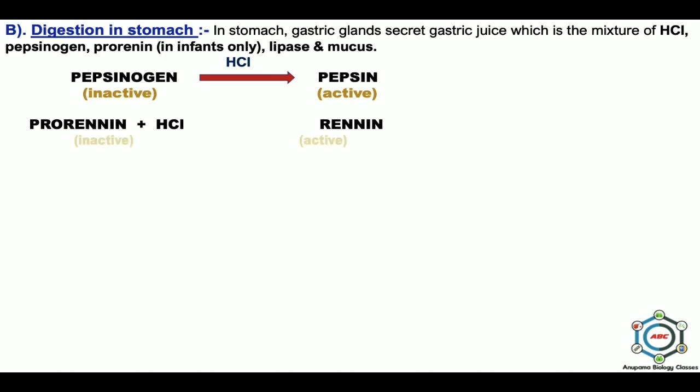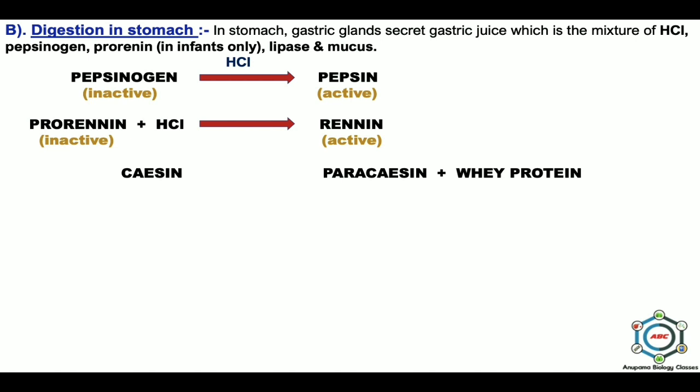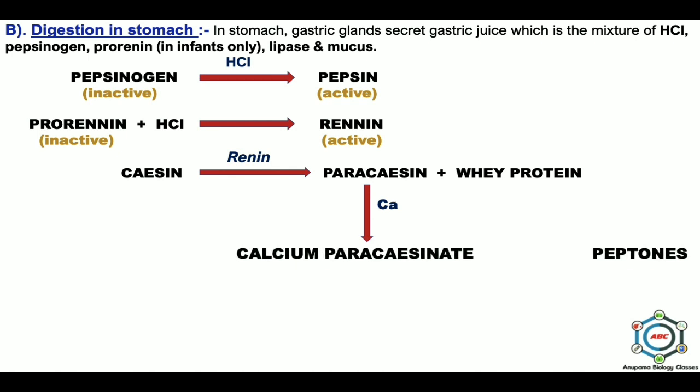So this renin is responsible for the conversion of casein, which is a milk protein, and hydrolyzes it into paracasein plus whey protein. This paracasein is precipitated in the presence of calcium as insoluble calcium paracaseinate, which is coagulated milk and is converted into proteins, peptones, and polypeptides.